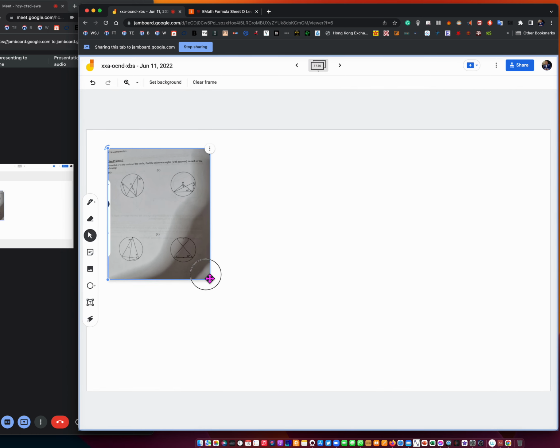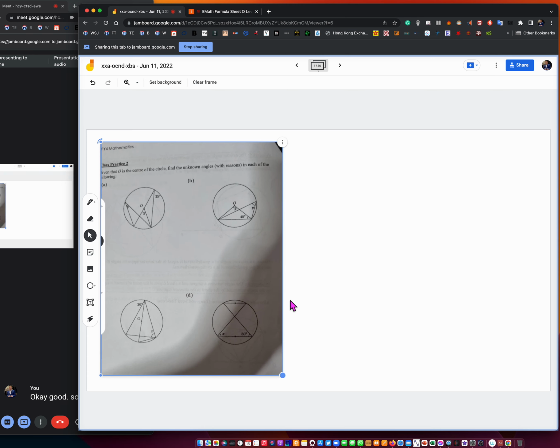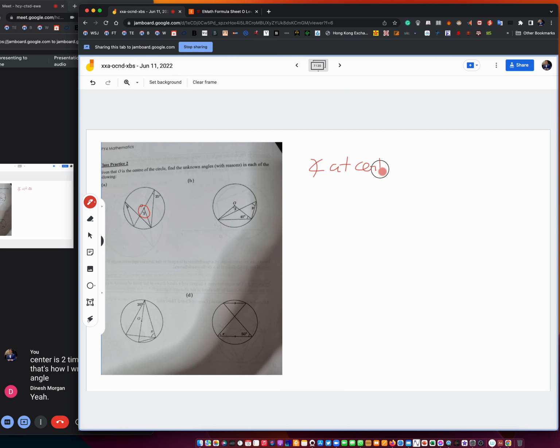Okay, good. So I think in Question A, X is pretty obvious, like angle at center. I think this is the angle at center, the X, right? So angle at center is 2 times. So that's how I write it: angle at center equals two times angle at circumference. That's how I write the reason.